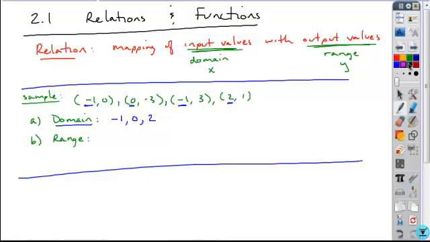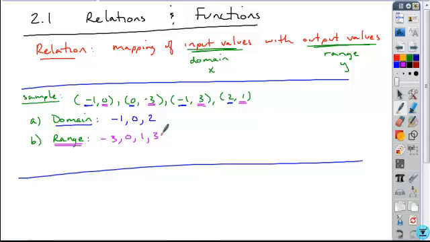If we wanted to identify the range, it's going to be the y values, or the output values. It's the same idea: you start with the lowest number and then increase from there. So what's the lowest number in the range? We have 0, -3, 3, and 1. So -3 followed by 0, followed by 1, and then lastly 3. So the first part is just to be able to identify the domain and range.